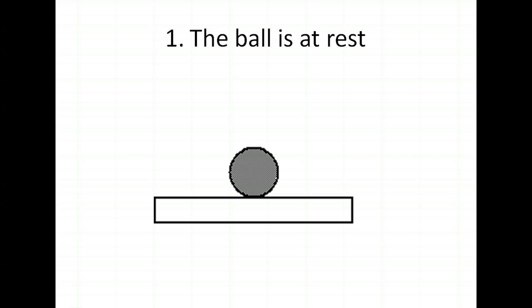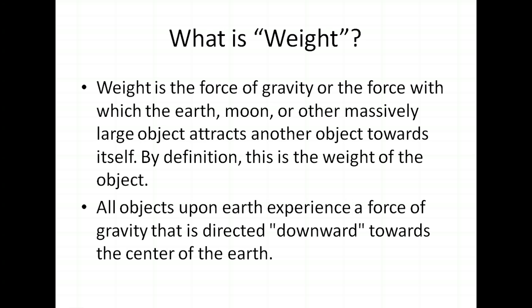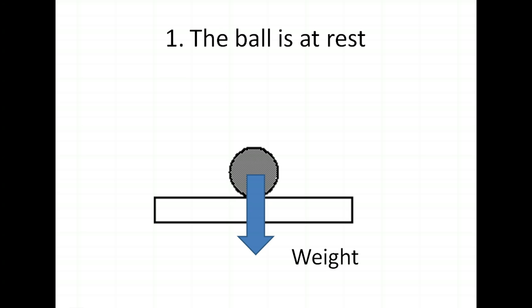The ball is at rest. We know one of the forces acting on that ball for sure is weight. So what exactly is weight? It's the force of gravity, or the force with which the Earth, Moon, or other massively large objects attract another object toward itself. By definition, this is the weight of the object. All objects upon Earth experience a force of gravity that is directed downward towards the center of the Earth. So everything we draw today will have some unit of weight on it.